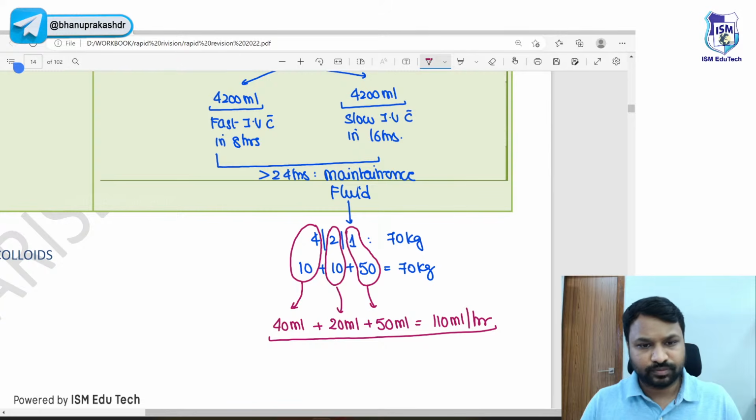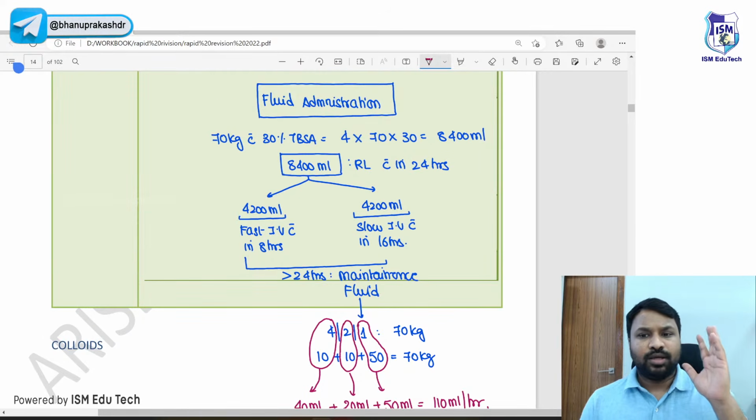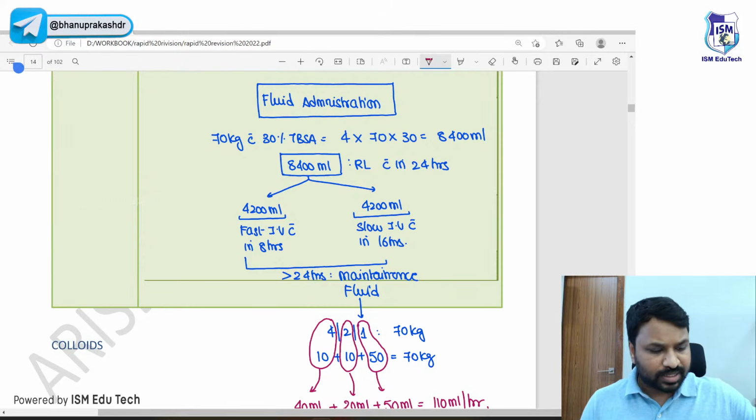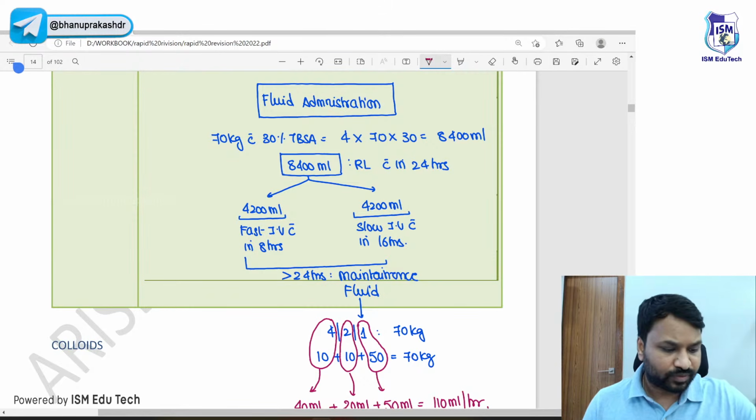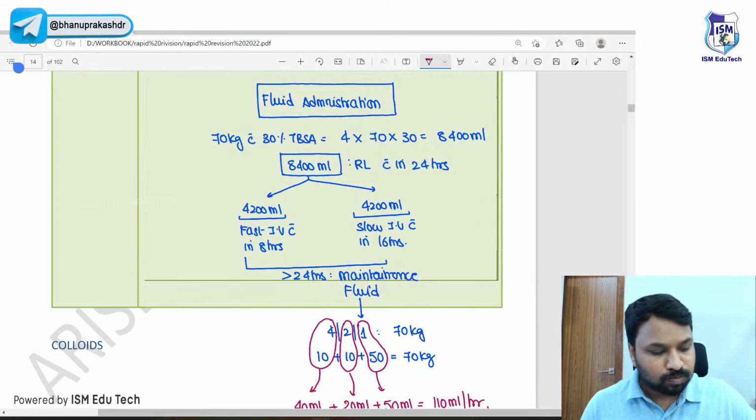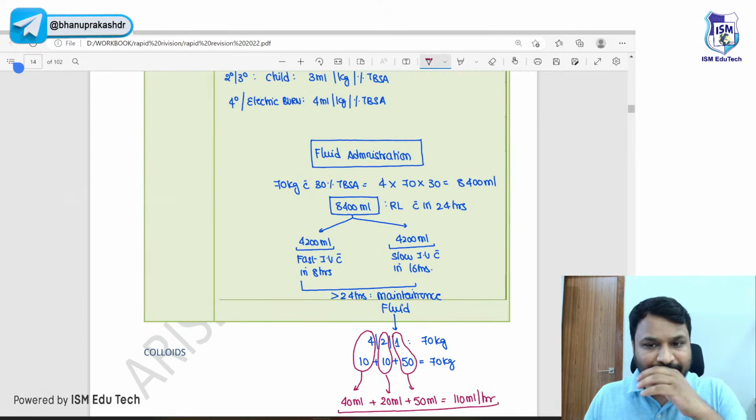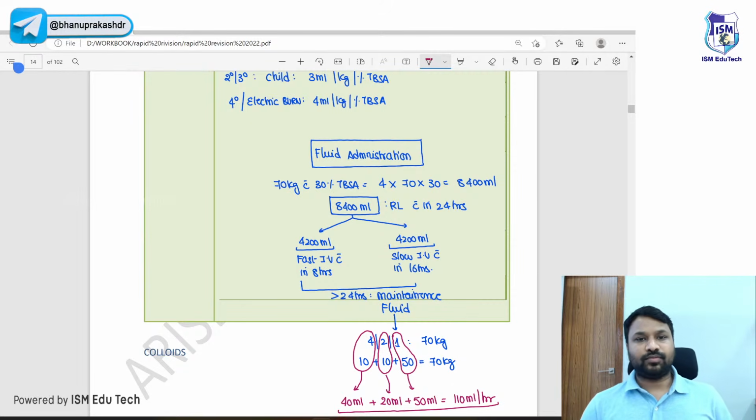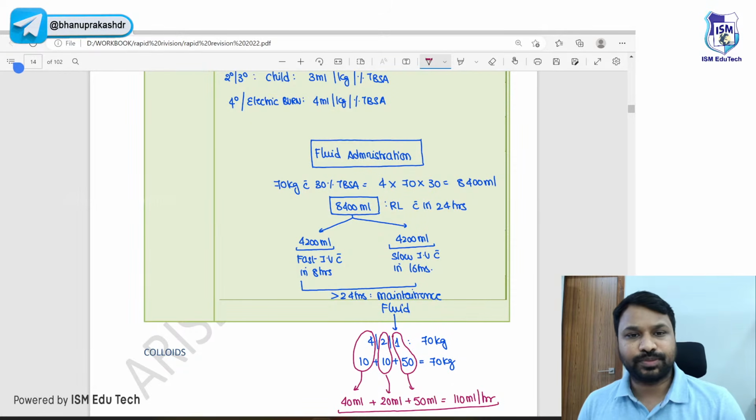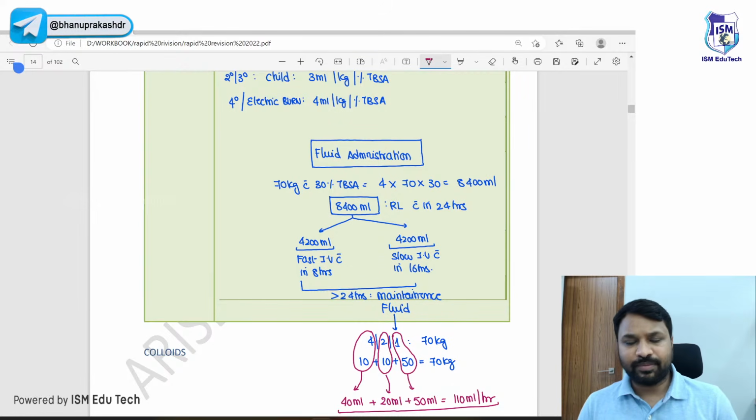Clear? Is that clear, guys? Okay. So these are the concepts in burns that you should be aware of. Clear? Quick feedback. So far, any questions? Any doubts?